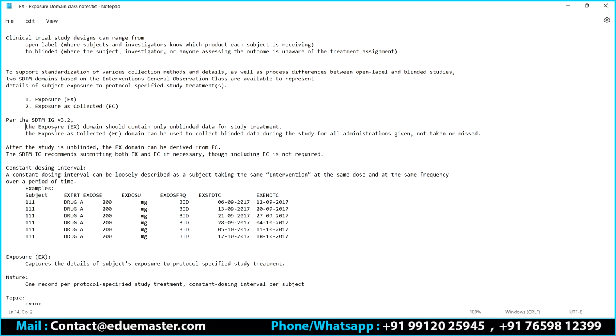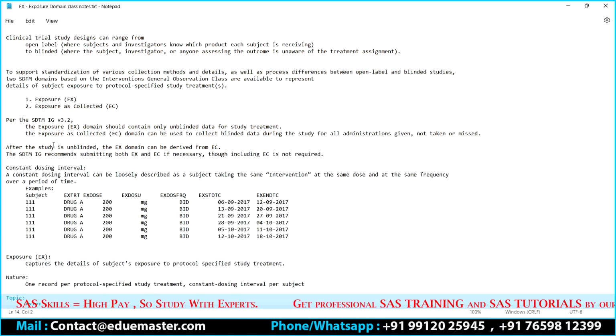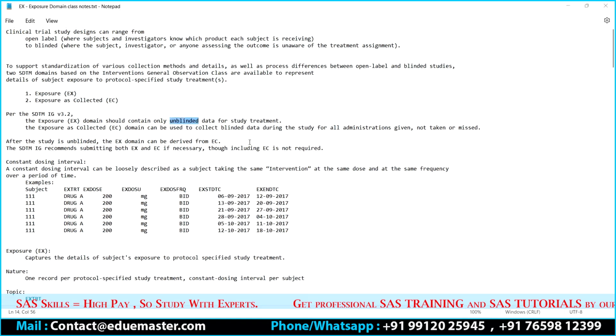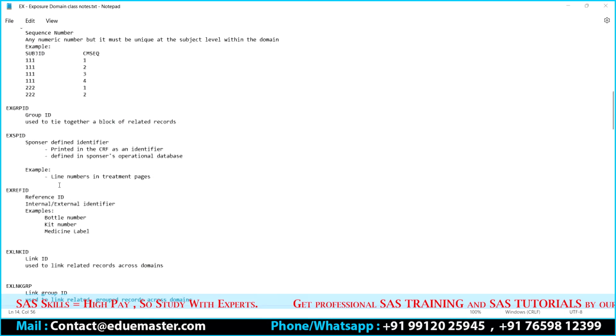Can you see that? Per the SDTM implementation guide version 3.2, the exposure domain should contain only the unblinded data for the study treatment, whereas the exposure as collected domain will have the blinded data, used to collect blinded data during the study for all administrations given, not taken, or even missed. All these 3 we have to consider here. Most of your variables will be the same. The same variables will be repeated. All right.